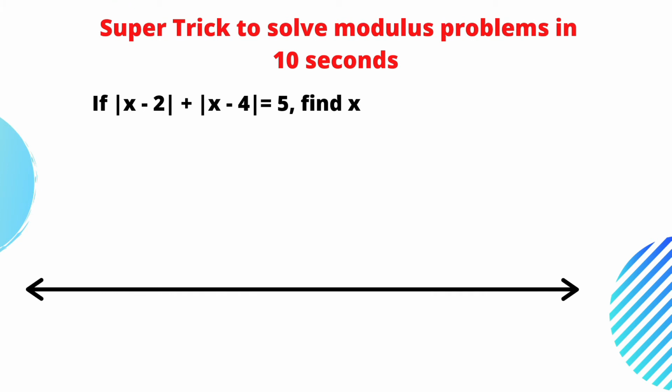If modulus of x minus 2 plus modulus of x minus 4 is equal to 5, find the value of x. Now what is meant by modulus of x minus 2 plus some other modulus, this is equal to 5? What is meant by this?